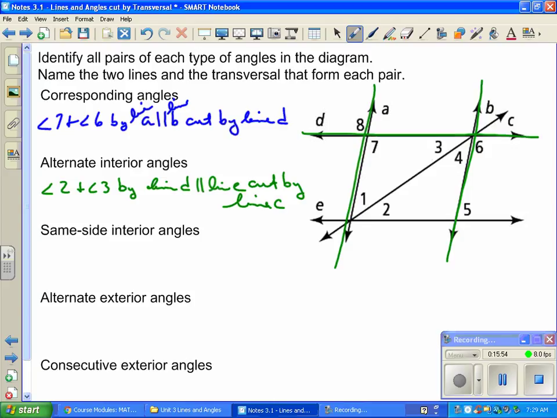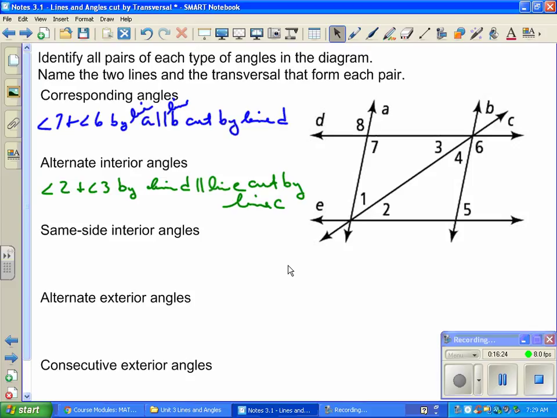Now with alternate exterior angles, let's first focus on how many angles are outside on this picture. And when you look at it, 5 is not outside, it's between the two lines. 6 is between the two lines. 7's between the two lines. 3 and 4 are between the two lines. And 1 and 2 are between the two lines, no matter which ones you look at in terms of horizontally.